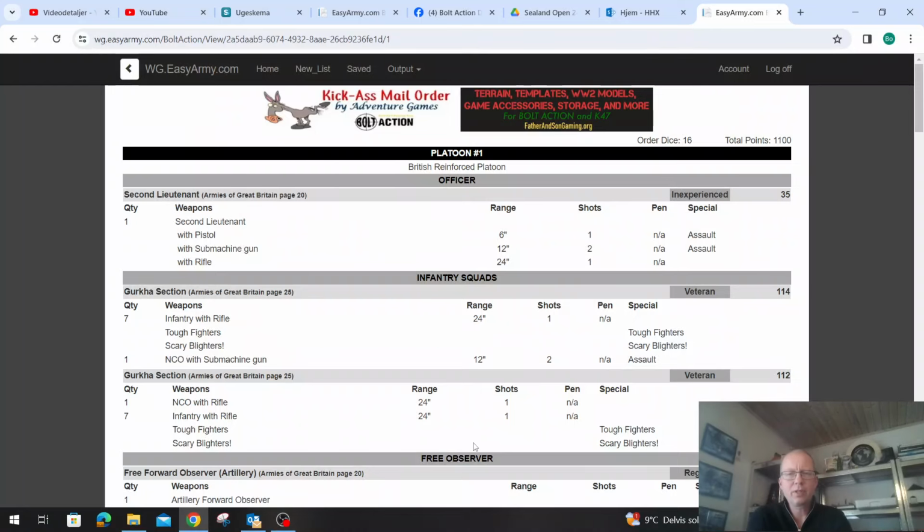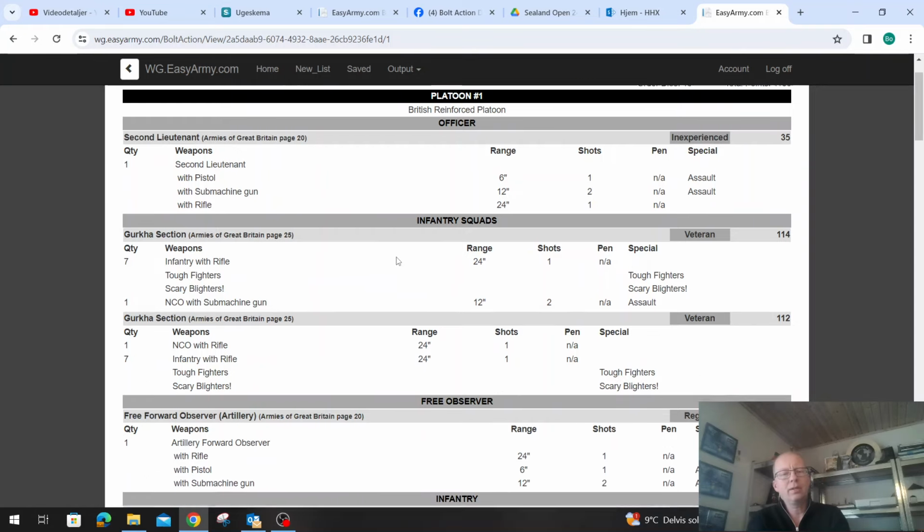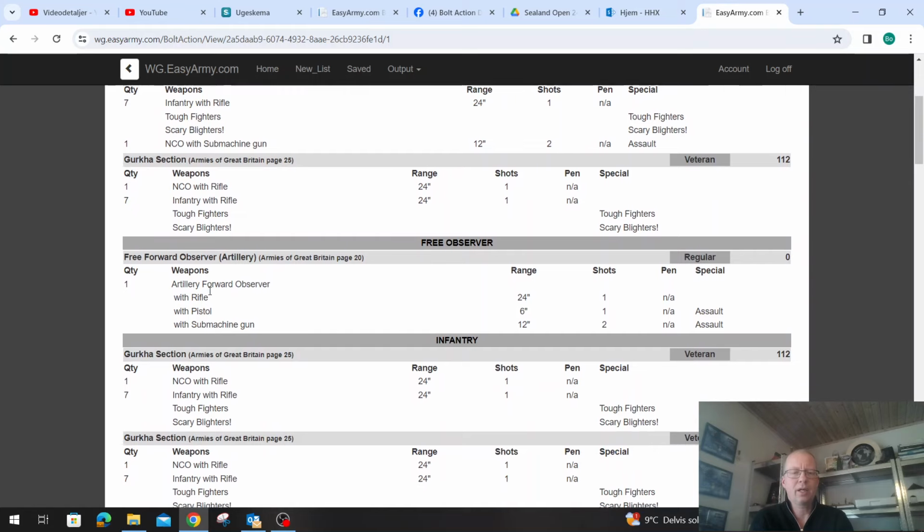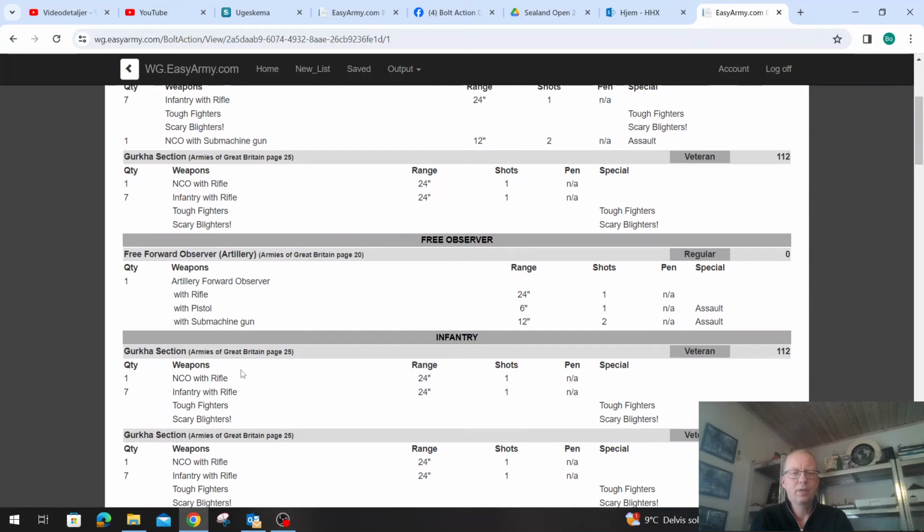It's 1100 points, 16 order dice to the dot. I'm bringing an inexperienced lieutenant. He is going to sit in one of my transports, I guess. And then I have Gurkha sections. One of the Gurkha sections had a couple of points left over, so I bought a submachine gun. But these are 8-man sections, and I have 4 of those. Free forward artillery observer, of course.